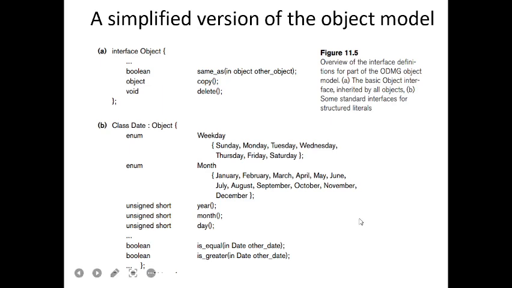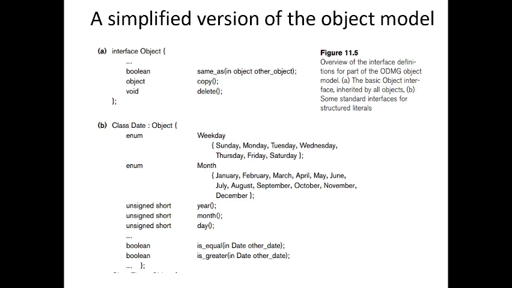This is a simplified version of the object model. In the object model, all objects inherit the basic interface operations of this object. These include operations such as copy, which creates a new copy of the object, delete, which deletes the object, and same as, which compares the object identity to another object.